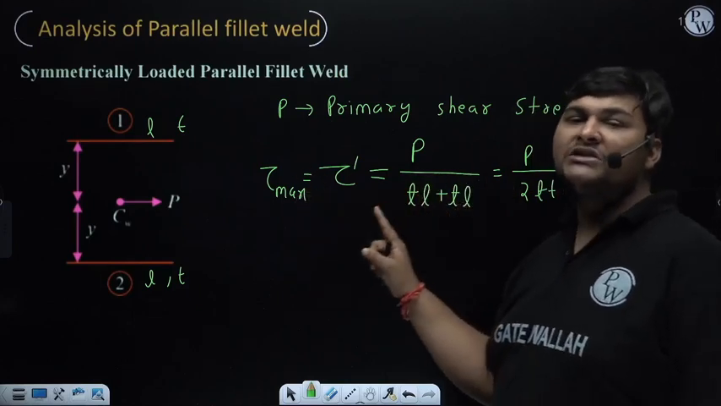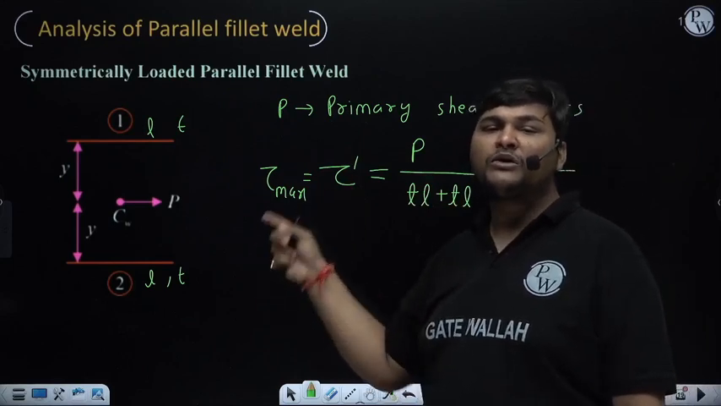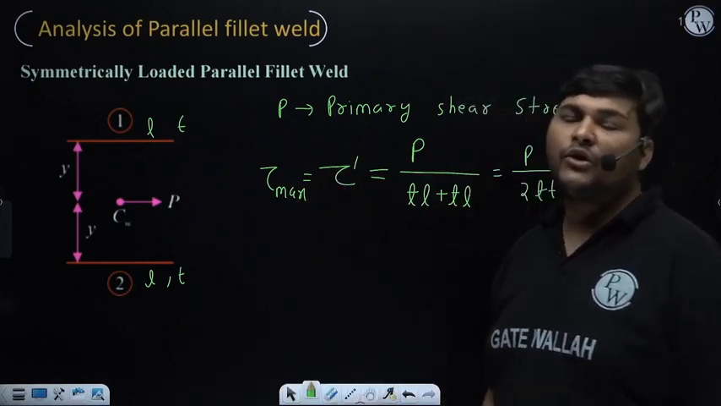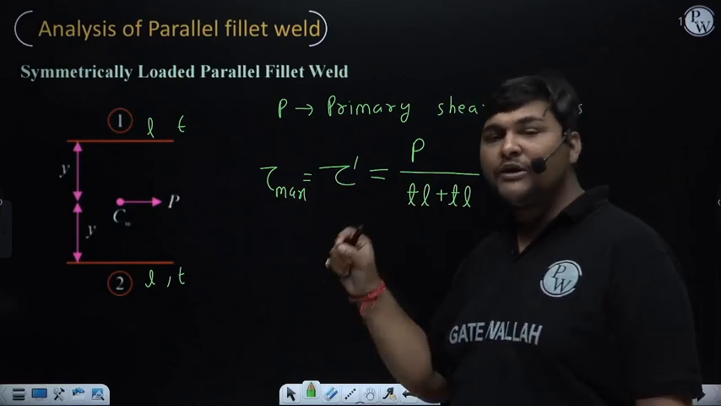And why is no secondary stress coming? Because we have ensured that the line of action of force P is passing through the combined centroid of the weld, and in case of a parallel fillet weld, that we will always ensure.